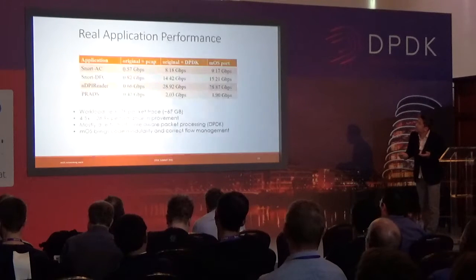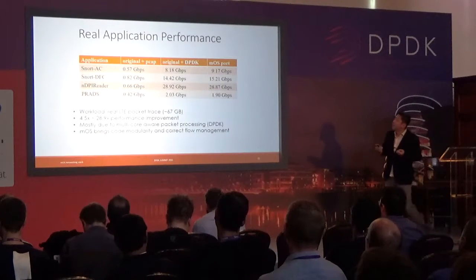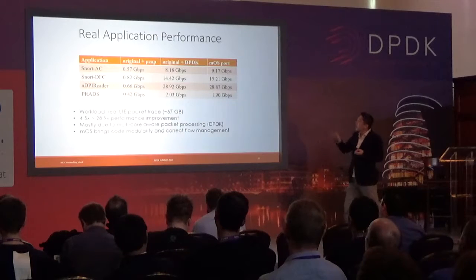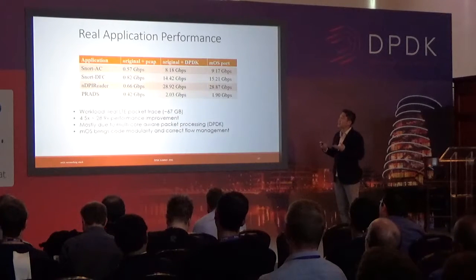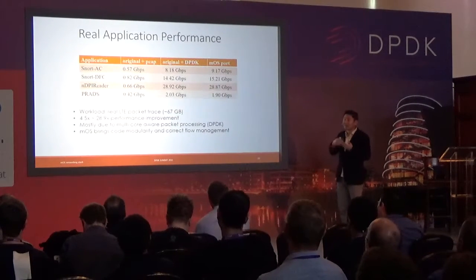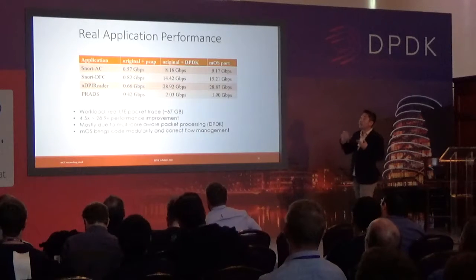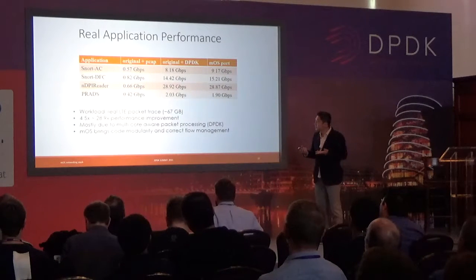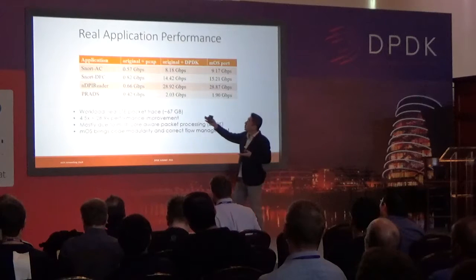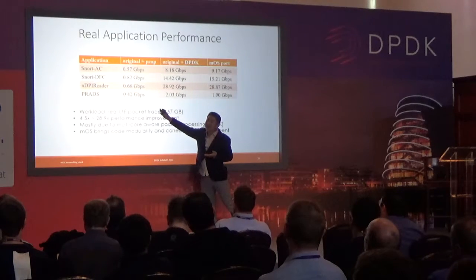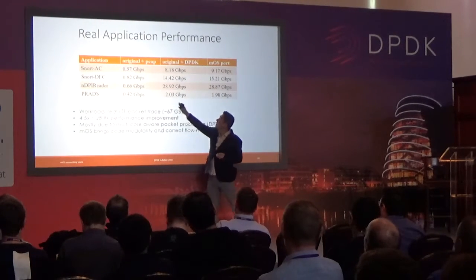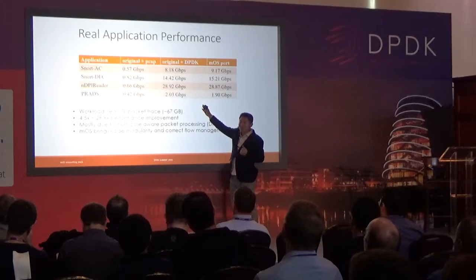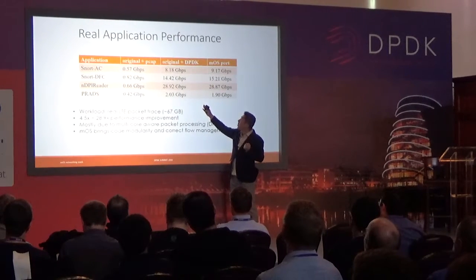Here, I'll skip this too. The real application performance and Snort. AC is a pattern matching algorithm using Aho-Corasick. DFC is slightly better, the pattern matcher. But if you're using the original pcap library, performance is not great, less than 1 gigabit per second. If you use DPDK, performance improves a lot because you benefit from multi-cores.